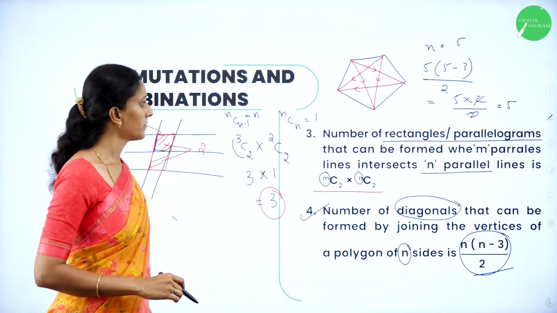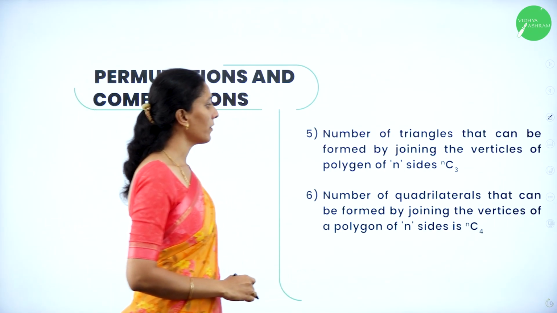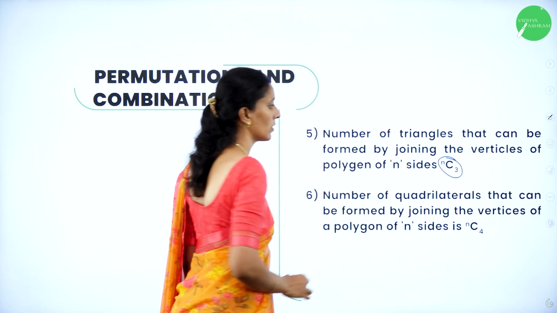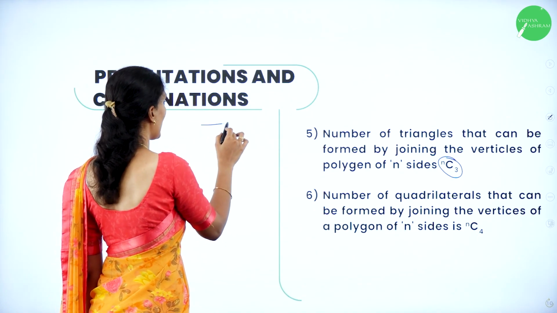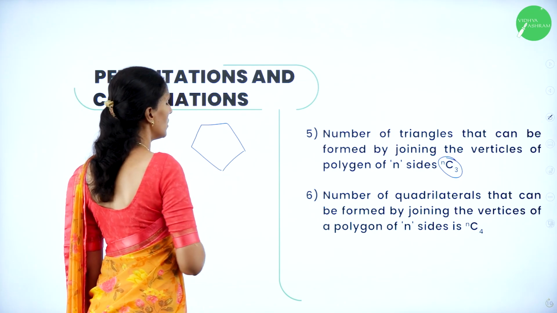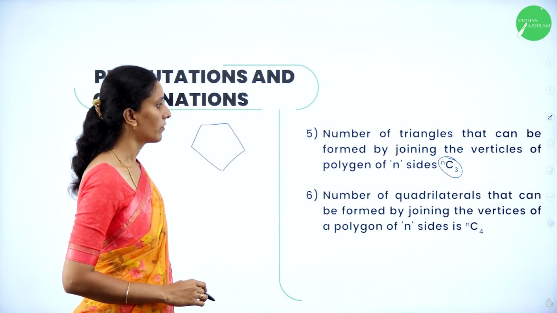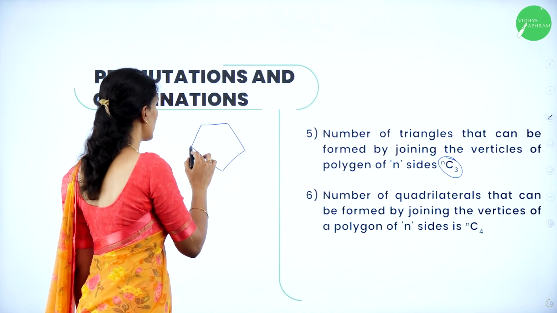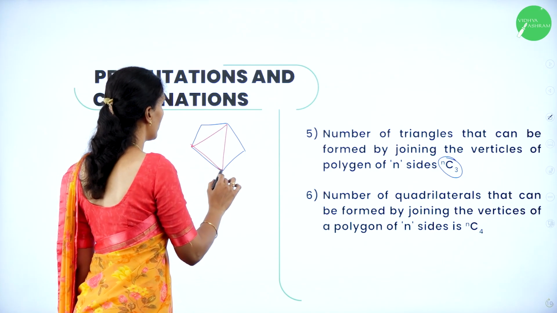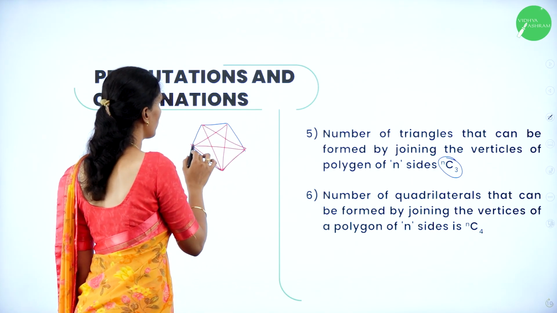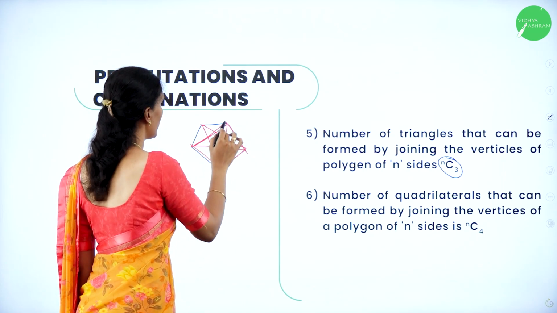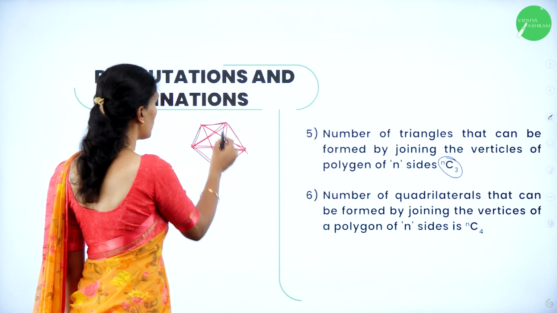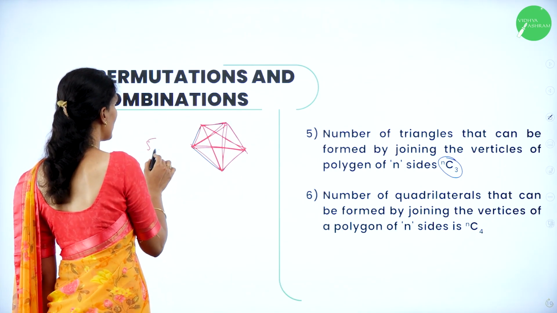My next property: the number of triangles that can be formed by joining the vertices of a polygon of n sides is NC3. For example, in a pentagon, how many triangles can you form by joining the vertices? Just see here, you can draw one triangle like this, then one more like this, then one more like that. In a similar way you can draw more. So how many triangles can you draw? That is NC3. Suppose in a pentagon, it is 5C3.